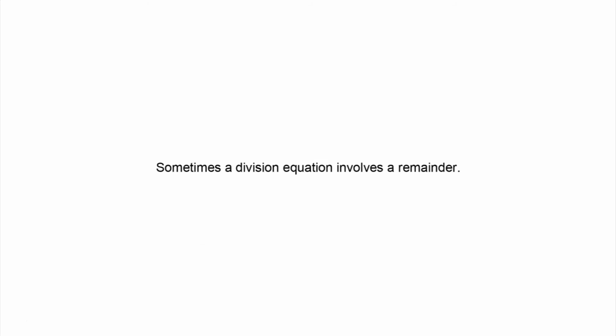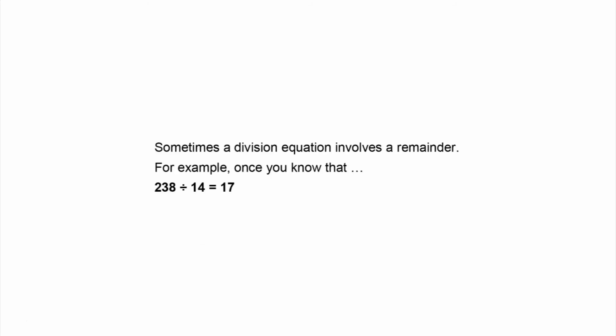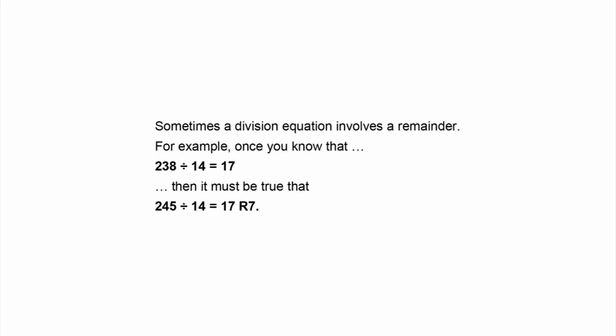Sometimes a division equation involves a remainder. For example, once you know that 238 divided by 14 equals 17, then it must be true that 245 divided by 14 is equal to 17 with a remainder of 7. So how do we come to that conclusion?